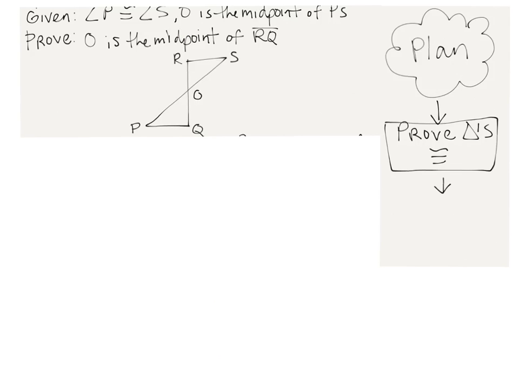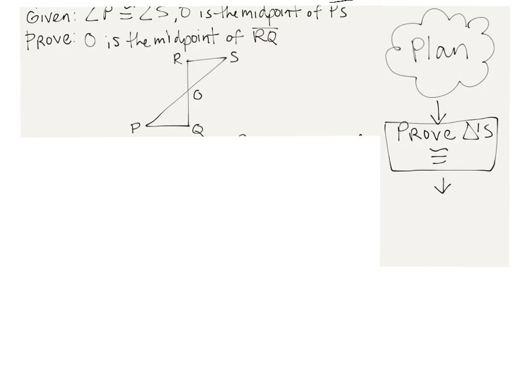If you're watching this video, then you are here for Proof C. And the first thing I'd like you to do is copy down the given, the proof, and this diagram, and then copy down this plan. The given information, and it's cut off just a little, says that angle P is congruent to angle S, and that O is the midpoint of PS. And I'm going to fix this right now. That should be a line up there. There you go. Then they'd like us to prove that O is the midpoint of RQ.